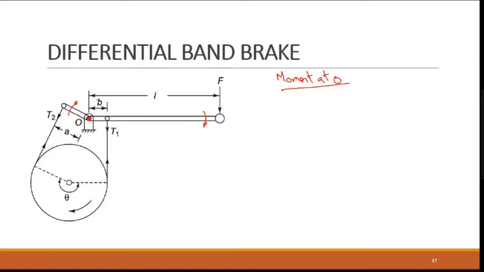So force into distance, it is rotating in clockwise. So minus F into L. This one tension is also rotating in clockwise, so minus T1 into B. And this one is rotating in anti-clockwise, so plus T2 into A is equal to 0. This moment is 0.